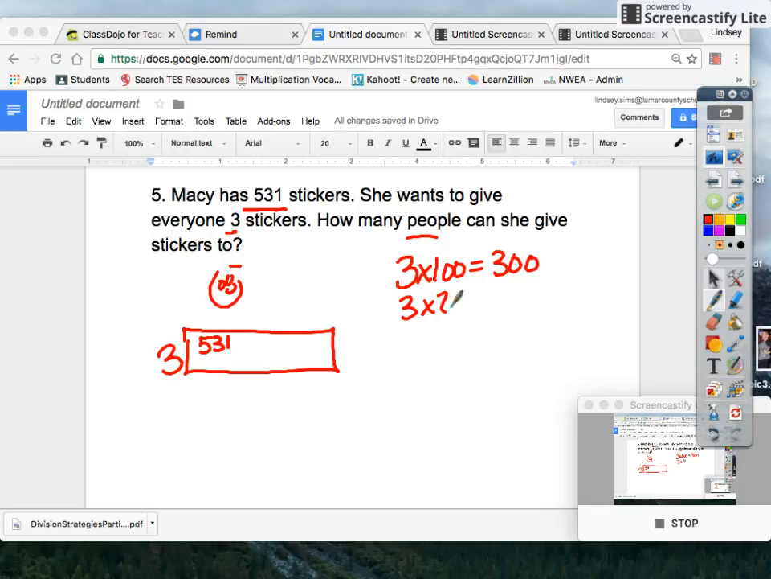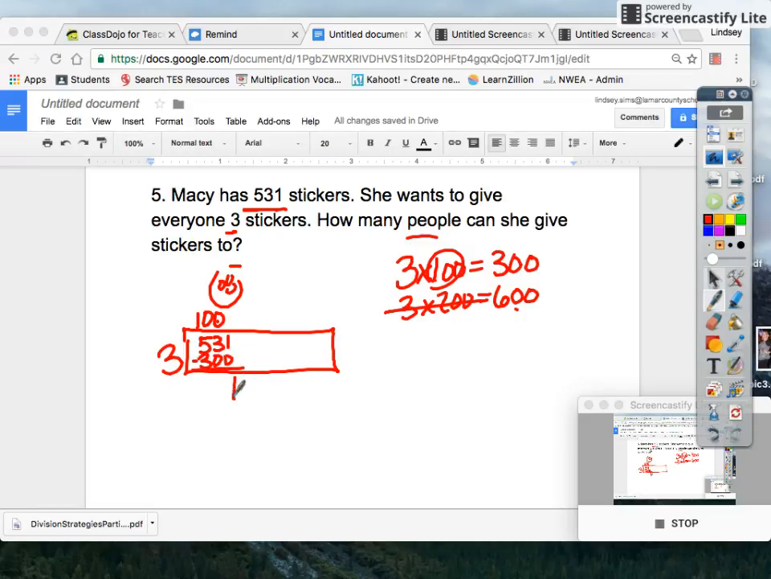3 times 200 would be 600. Well, 600 is bigger than 531, so I knew it can't be over 200. So I'm going to put a 100 up here. So right now, 100 times 3 is 300, and I'm going to subtract this.